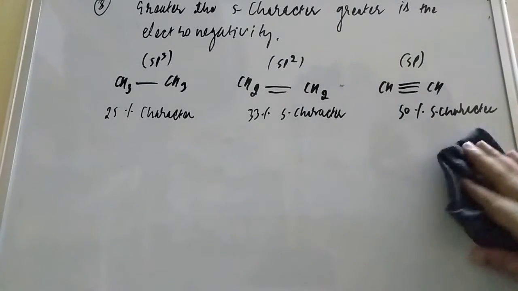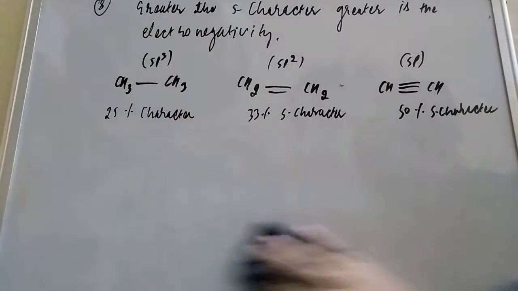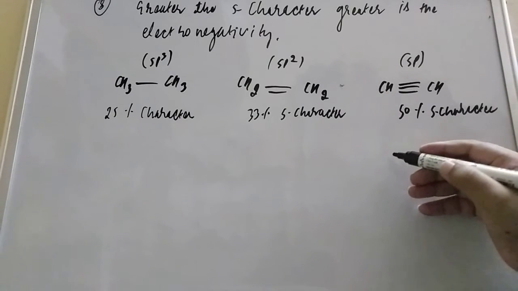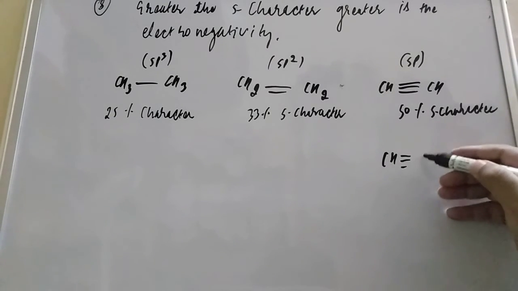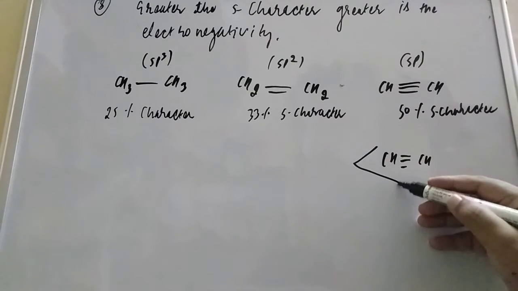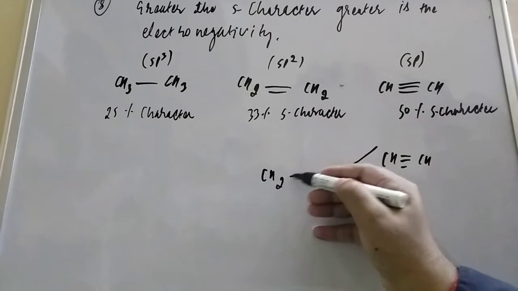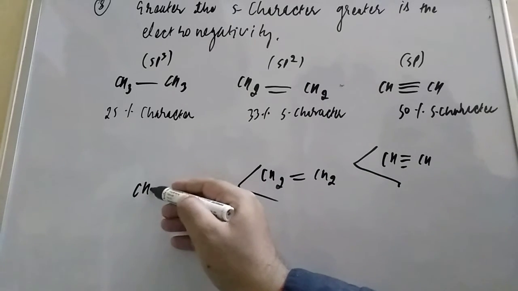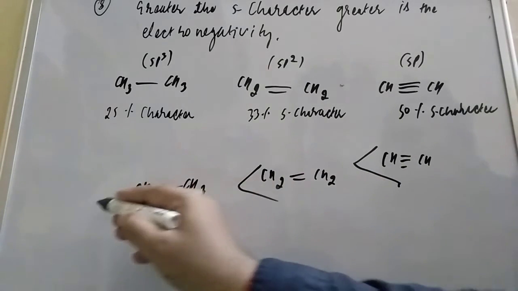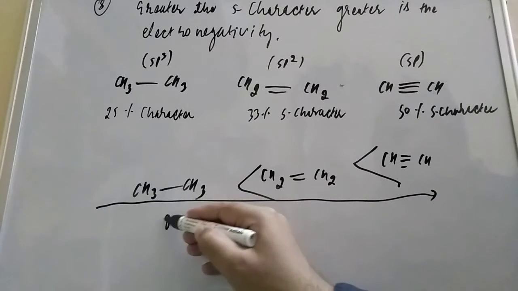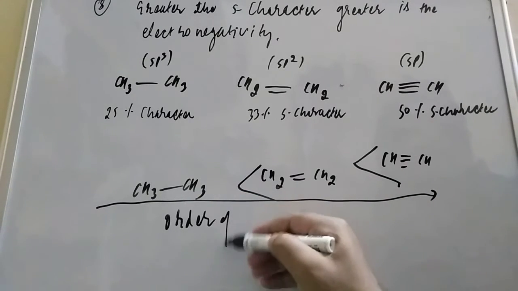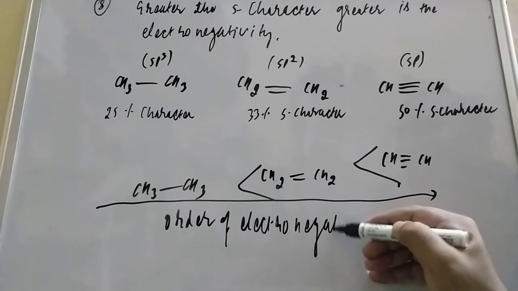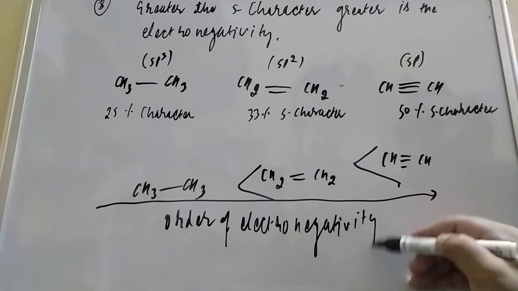If you talk about which one is having the greater s character, the one with greater sp character is the most electronegative, and the least electronegative is ethane, CH3. This is the order of electronegativity.